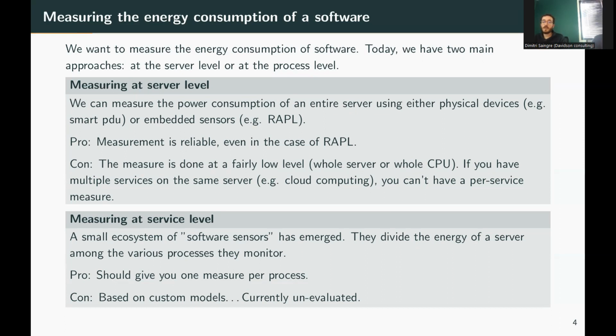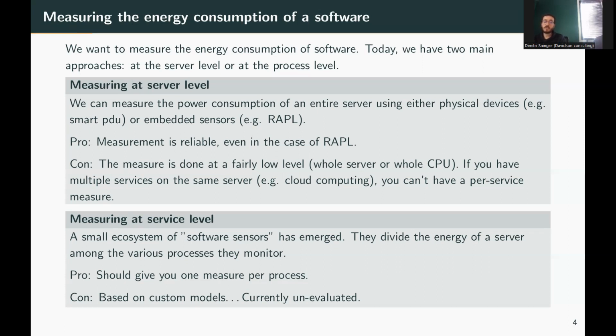So at the server level, it's maybe the most straightforward way to measure the energy consumption. So you can either do it with a physical device, for example, a smart PDU or a power meter. So maybe if you are using Grid 5000, there's a lot of different clusters that are monitored using power meters. And you can also use embedded sensors such as Intel RAPL. And so it's a feature of modern CPU that can let you get the energy consumption of your processor.